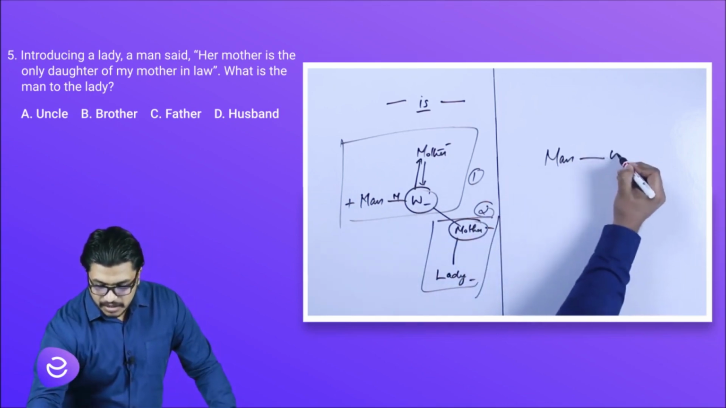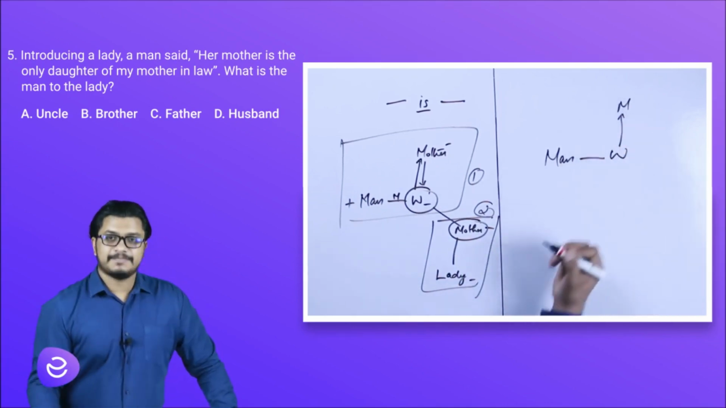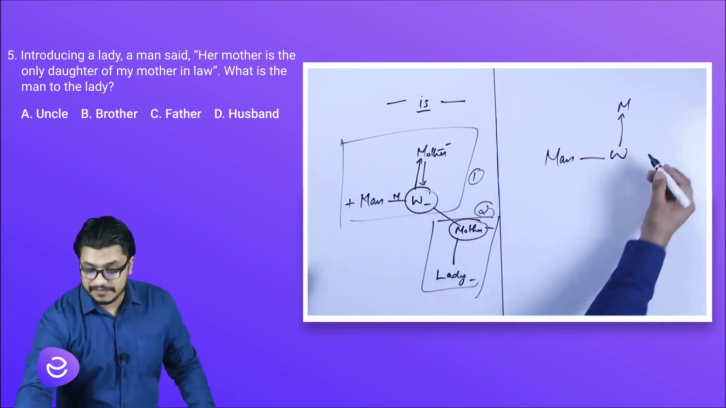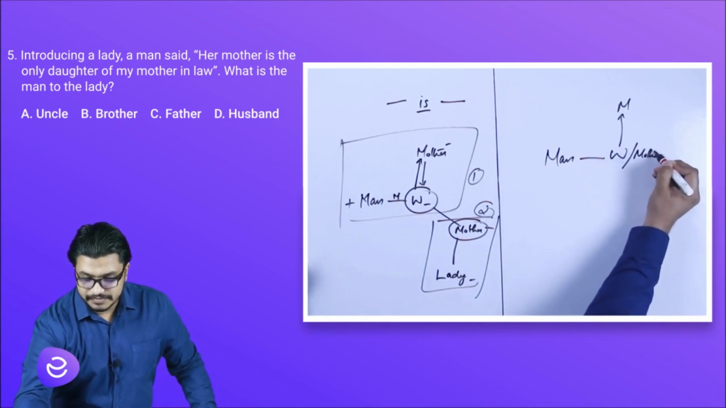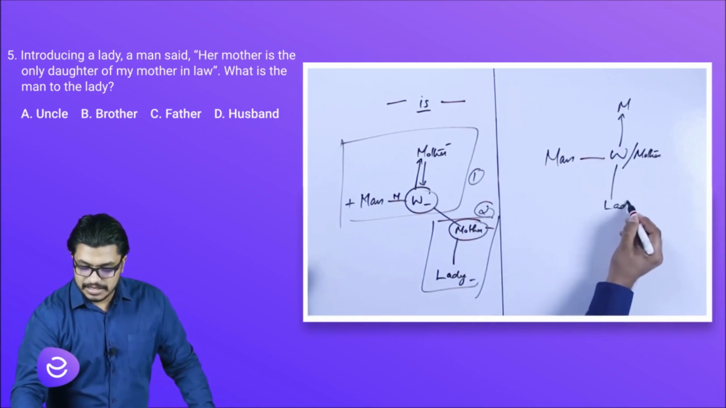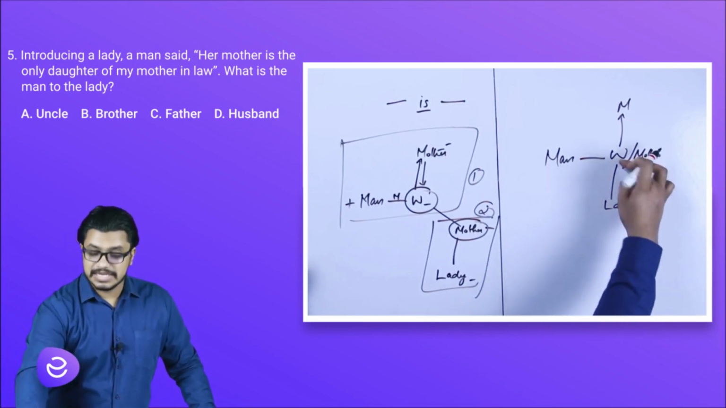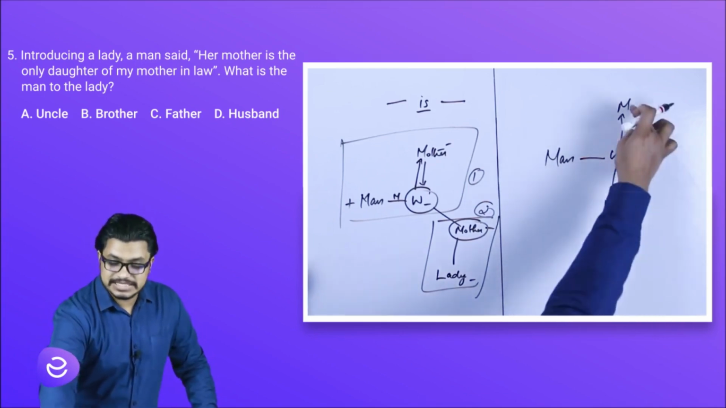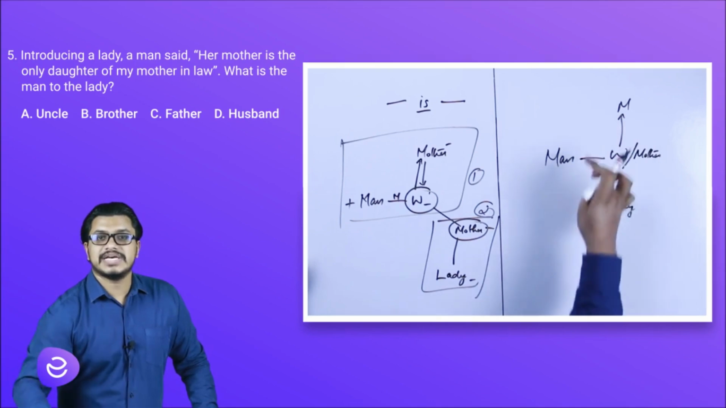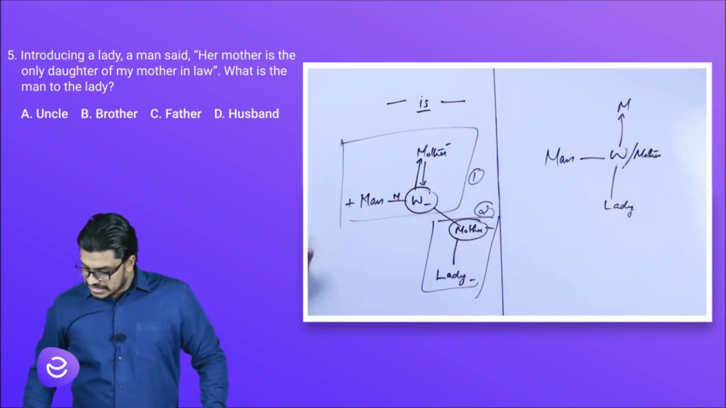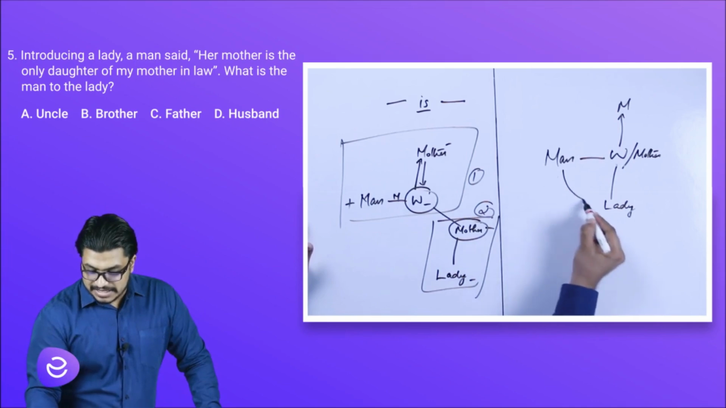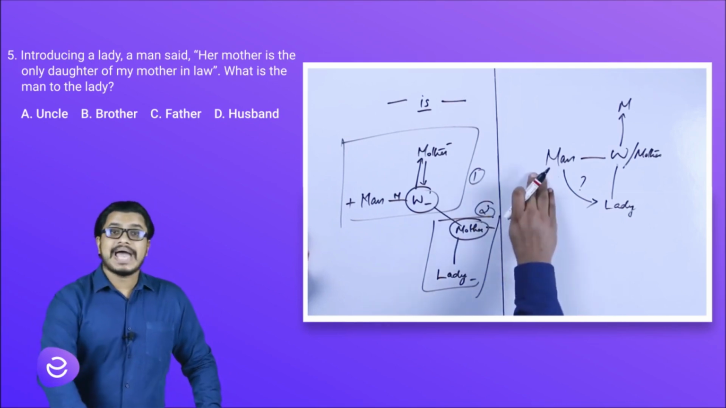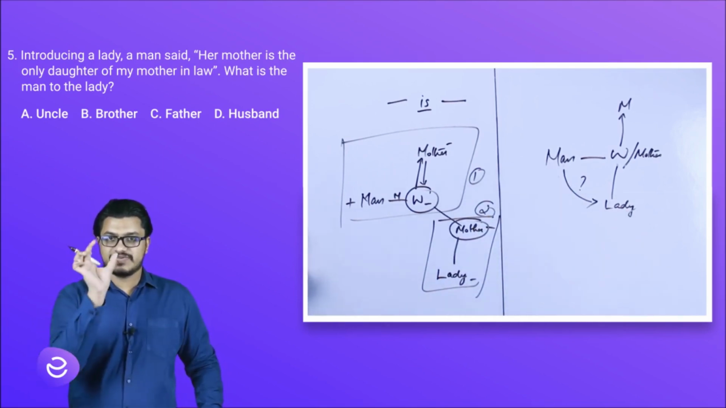So we have man here, wife here, wife's mother here, okay, and this diagram we bring here. So this mother and this wife, both of them are the same person, okay, and we have a person called lady. So this person is the lady's mother, this person is this man's wife, this person is this mother's daughter. So this person is actually the center point here. Now the question is, what is the man to the lady? We have man here, we have lady here. What is this relationship? So what is the man to the lady? That question is very important.